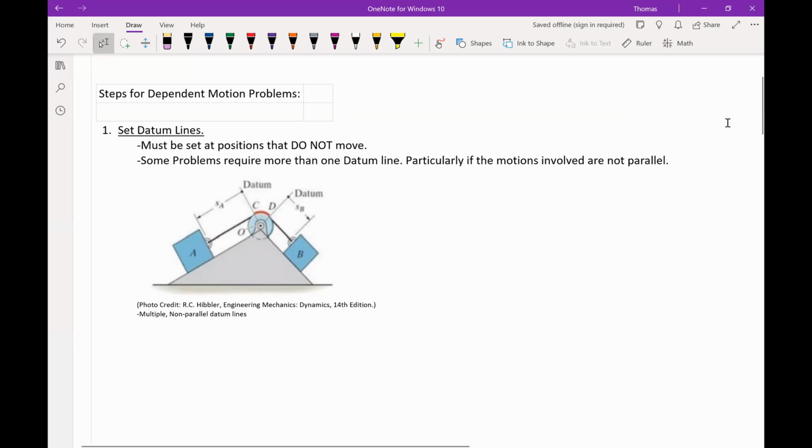Set datum lines. Identify points of the system that will experience no change in position. Draw datum lines perpendicular to the lines of motion. Varying complexities of the problem may necessitate multiple datum lines. Choosing proper datum lines allows us to treat the scenario as a rectilinear motion problem, which specifies the kind of calculations we can expect to be doing.